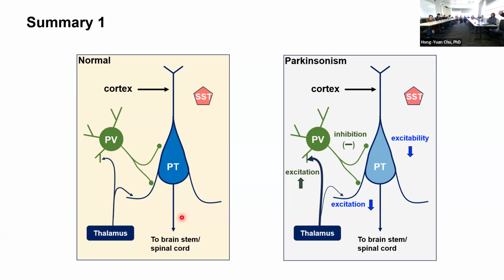In the Parkinsonian state, this abnormally strengthened excitation to PV cells may contribute to the generation of this rhythmic bursting pattern of activity in pyramidal tract neurons. And of course, this should be further validated either using experimental approaches or computational approaches.